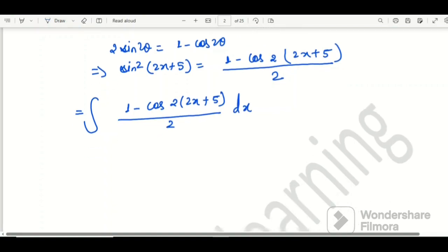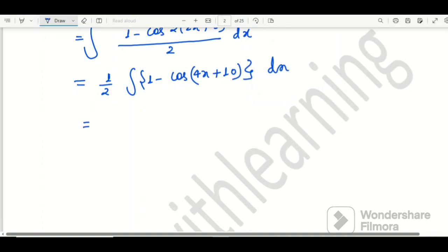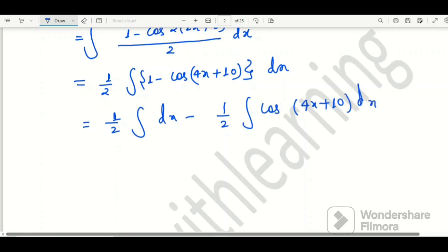dx. I can send this constant outside. So I'll be left with 1 minus cos 4x plus 10 dx. I can separate into two integrations. So I'll get 1 by 2 into integration dx minus 1 by 2 into integration of cos 4x plus 10 dx. Integration of constant will be x, and then integration of cos will be sin, because the differentiation of sin is cos. So we'll write sin 4x plus 10.